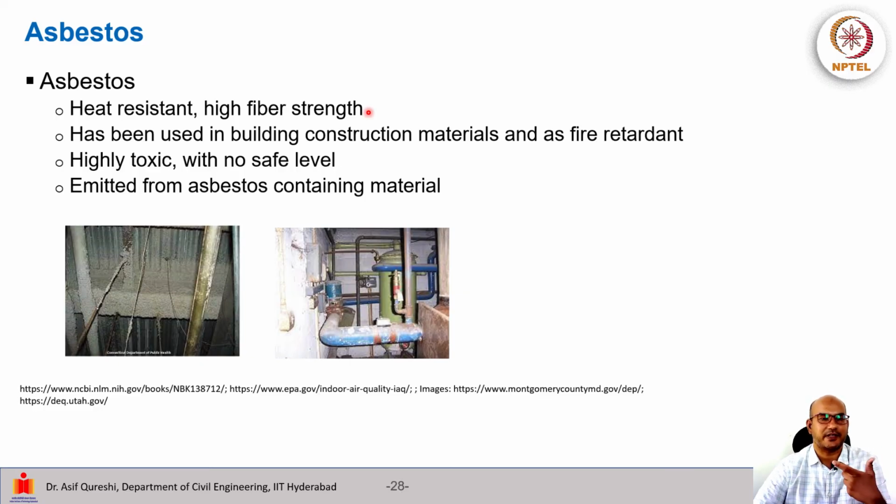Then we have asbestos, which was used widely because it was heat resistant and had a high fiber strength. So it had been used in building construction materials and also as a fire retardant. It's actually very highly toxic with no safe level. Asbestos in indoor air will be emitted from asbestos-containing material. For example, for illustration purposes, these can be old sheets or old pipings which may have asbestos in them. And then this will emit asbestos in whatever amounts to the indoor air, and then we will inhale that.